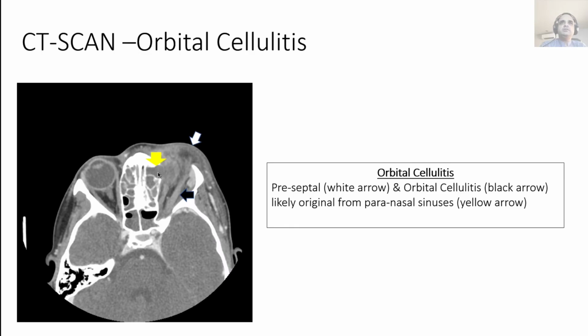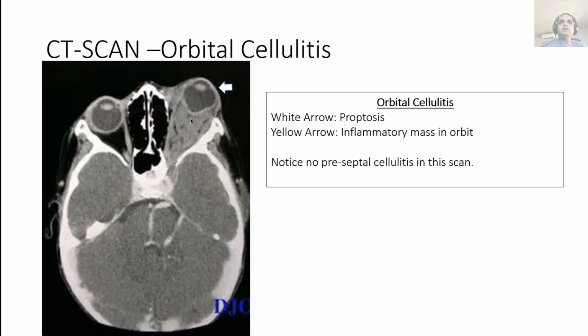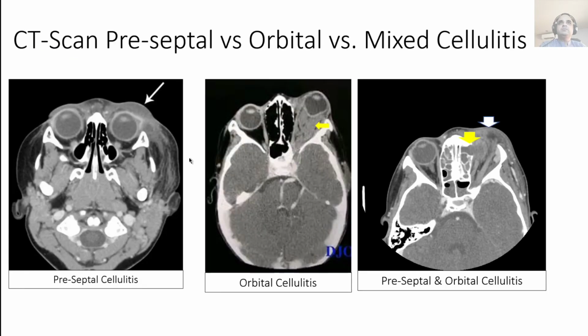You can also see that the source is probably a paranasal sinus, from where the infection is getting into the orbit. This is an orbital cellulitis without involvement of the pre-septal tissue, just the orbit is full of inflammatory material, as can be seen in the CT scan, the yellow arrow. So these are just the CT scans that we have seen.